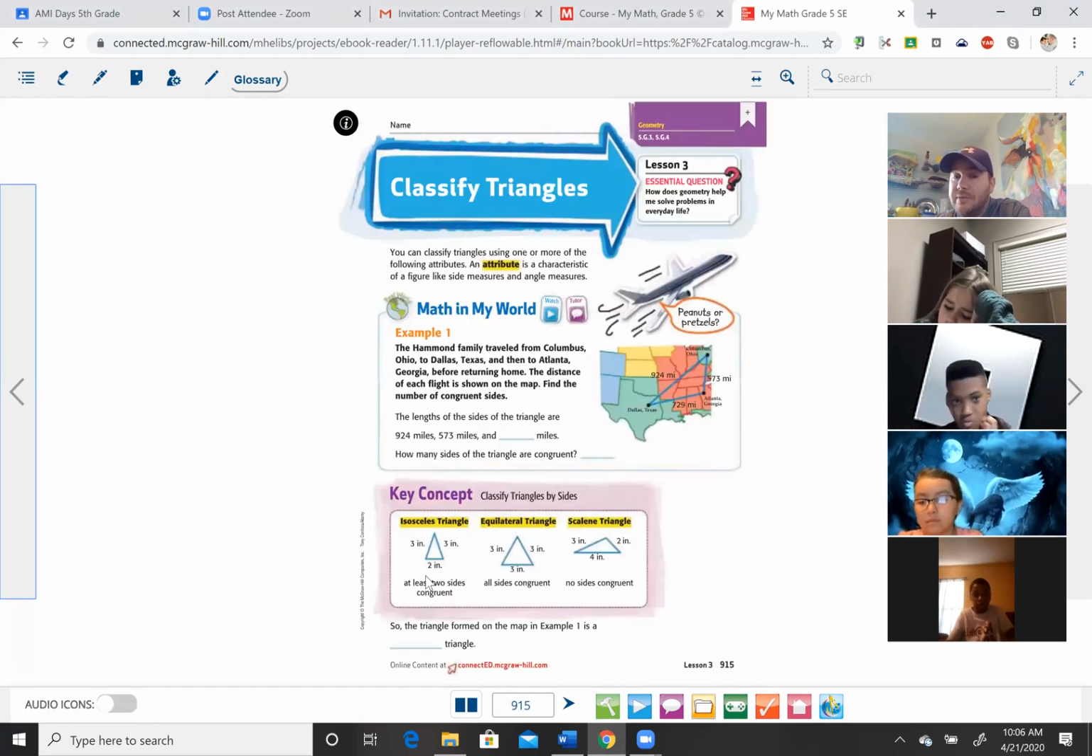When we go back over here, isosceles means it has 2 sides the same. Equilateral means it has 3 sides the same. Scalene means it has 0 sides the same. Okay?